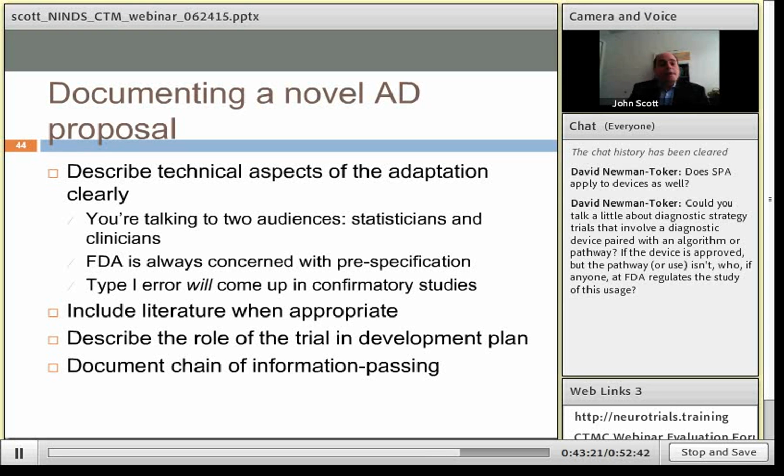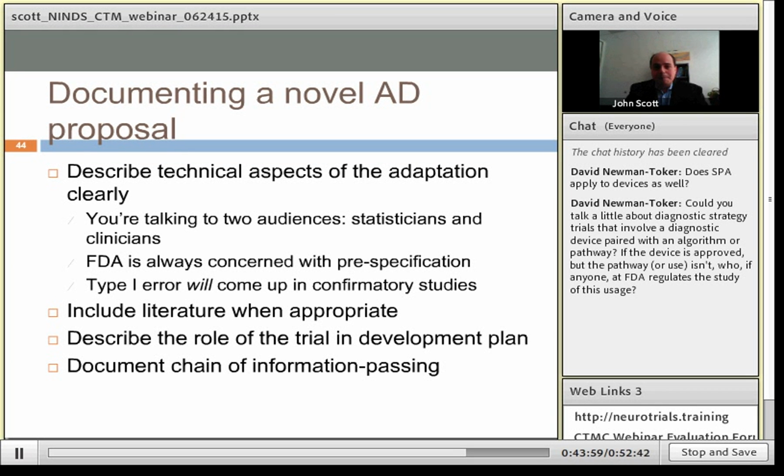Okay, so documenting a novel adaptive design proposal, obviously you need to describe the technical aspects of the adaptation very clearly, and that includes explaining both to statisticians and to non-statisticians. And successful proposals often have two different levels of explanation to go along with that. Typically, a high-level explanation in the protocol and a very granular explanation in the statistical analysis plan. Pre-specification is always important to FDA for confirmatory trials.